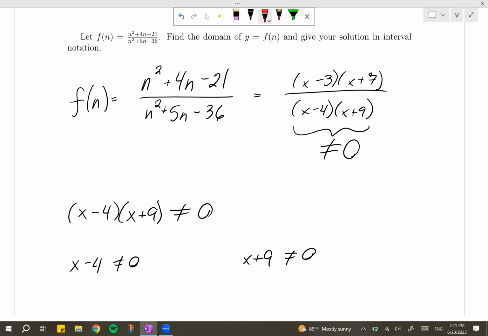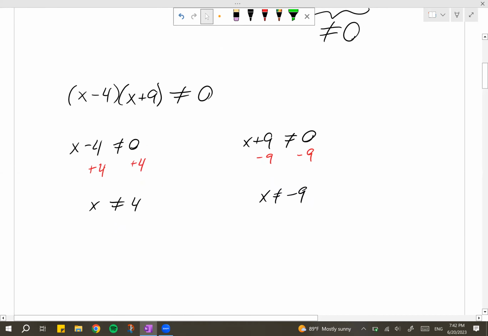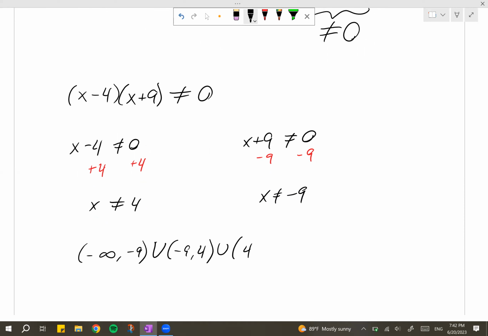I'm going to add 4 to this side, add 4 to this side. I'm going to subtract 9 and subtract 9. So then I'm going to get x cannot be equal to 4, and x cannot be equal to negative 9. All the other x's I'm good with. My denominator won't be 0 in those cases. So what that means is my domain goes from negative infinity to negative 9, jumps over negative 9, goes from negative 9 to 4, jumps over 4, and goes from 4 to infinity.